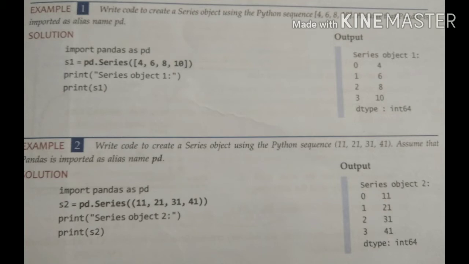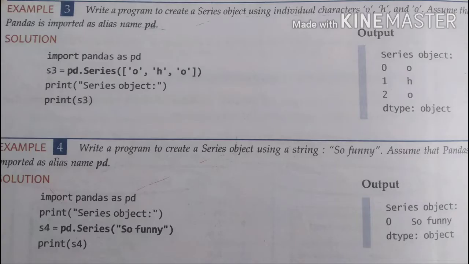The index of the first element is 0, 1, 2 and 3, and by default its data type is int64. Similarly, we can create a series with the sequence 11, 21, 31 and 41. So the same concept we will use in this.